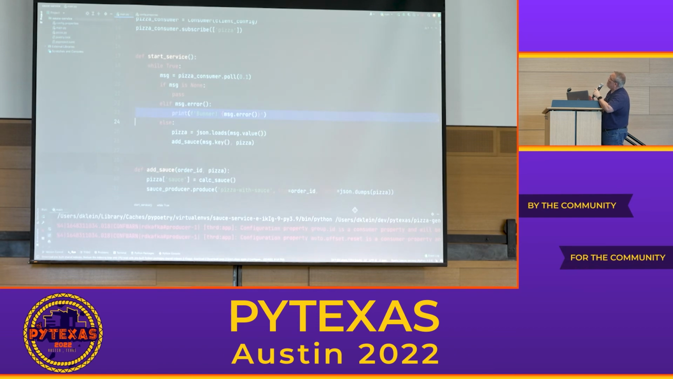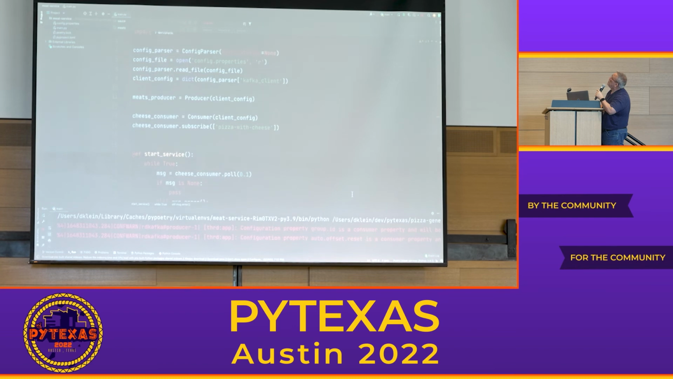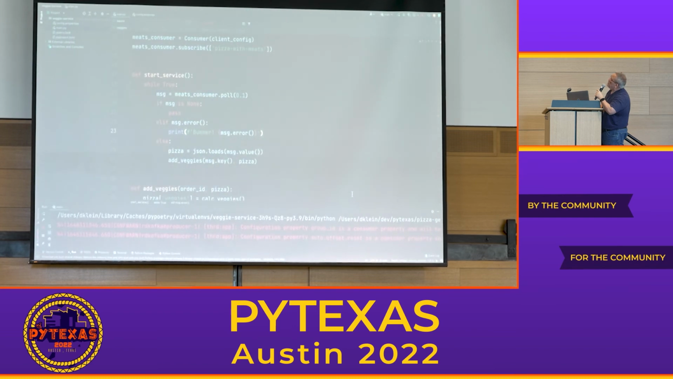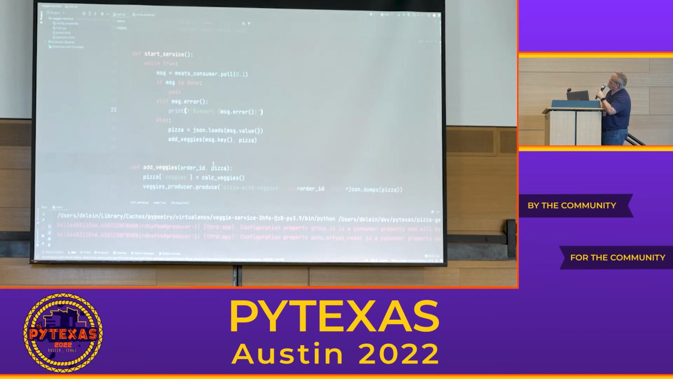And then the pattern just repeats, so we don't have to go through all of these. But basically, each of these services is going to have this couplet of a consumer to consume from the topic it's interested in. It's going to do its own work, and then it's going to produce to another topic. All the way till we got to the last one, which is our veggie one. We're going to add our veggies and produce. The veggie producer is going to produce to the pizza with veggies topic. And that's the final one. At that point, we'd have a complete pizza.